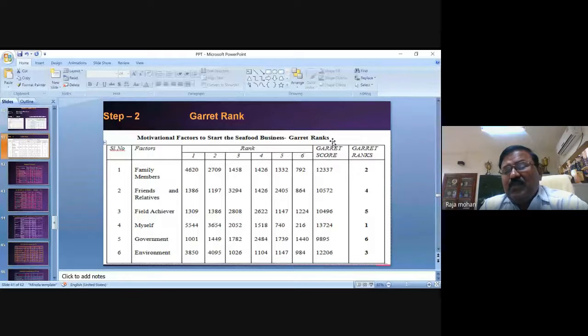One more step we can do is average it by the number of respondents, or straight away rank it. These are the ways in which he did it. Because of himself, he started the business. That is the first factor, followed by family members, and followed by environment. These made him do the business.